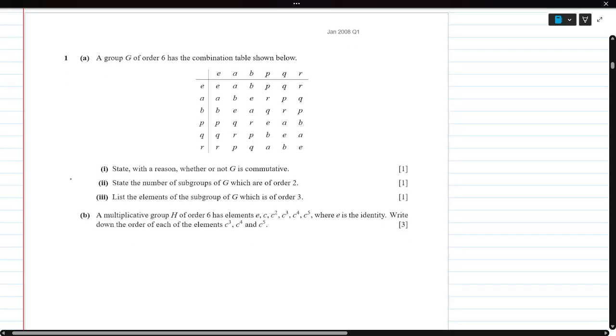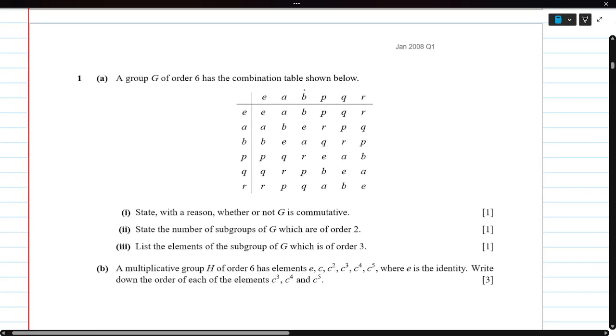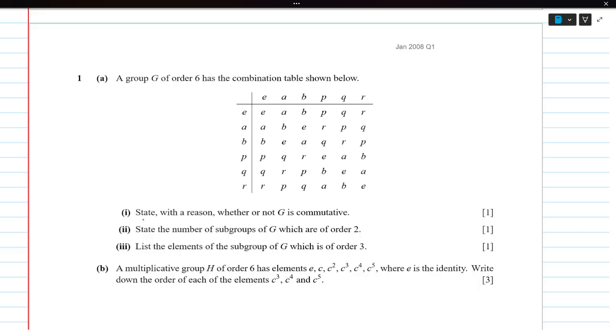Okay, next question. A group G of order 6 has the combination table below. State with a reason whether or not G is commutative. State the number of subgroups of G which are of order 2. List the elements of the subgroup of G which is of order 3. And then lastly, a multiplicative group H of order 6, where e is the identity, write down the order of each element C3, C4, C5.